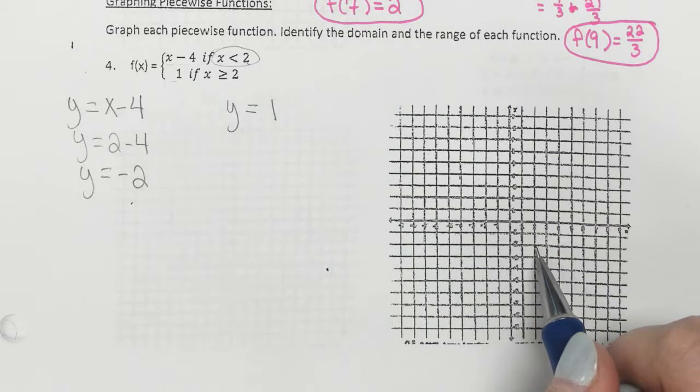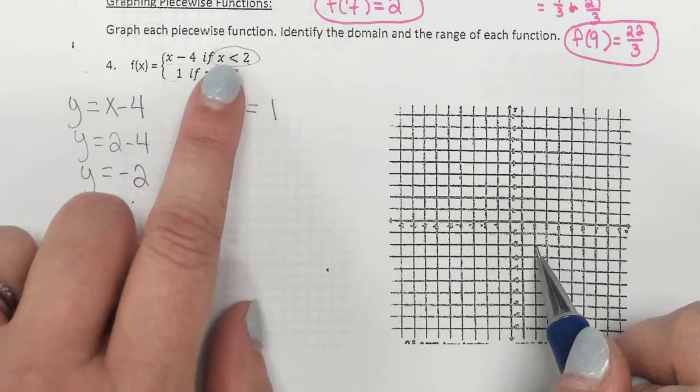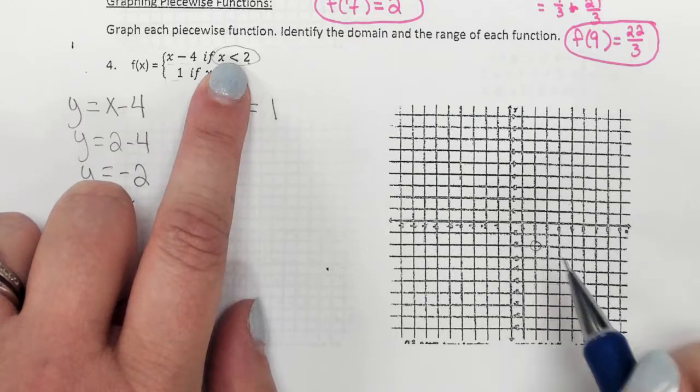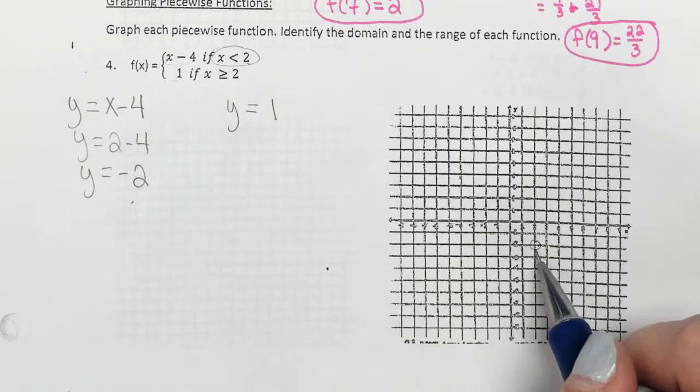All right, now do you remember from chapter 1 where we had the number line that we graphed and we had open dots and closed dots? Remember that? Does it get an open dot or a closed dot? It gets an open dot. There you go.